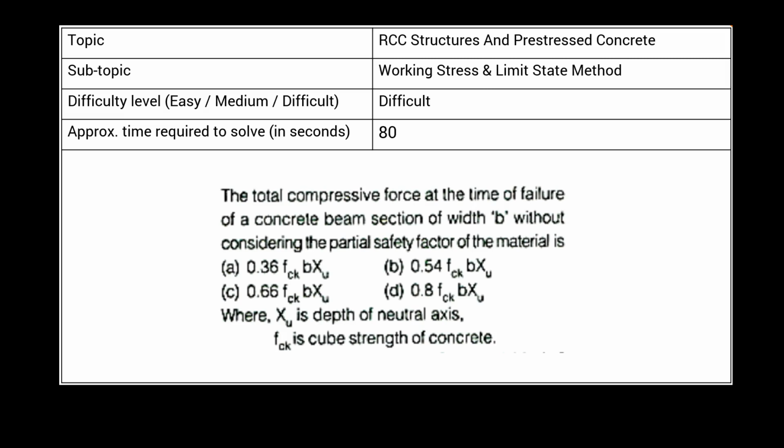Hi, this question is from the topic RCC structures in precast concrete, and the subtopic is working stress and limit state method. The concepts to be known in this one are the idealized stress-strain curve, the linear strain profile in the beam, and that the volume of the block is nothing but the total force in the limit state method. The concepts the question is looking for are choosing the appropriate stress block and finding its total volume.